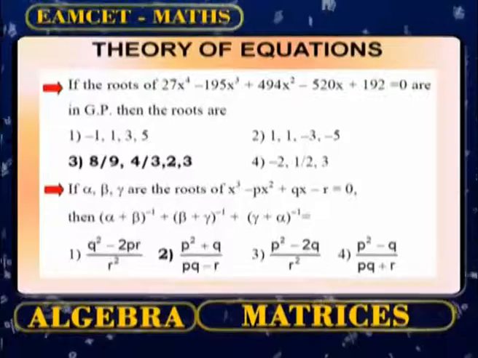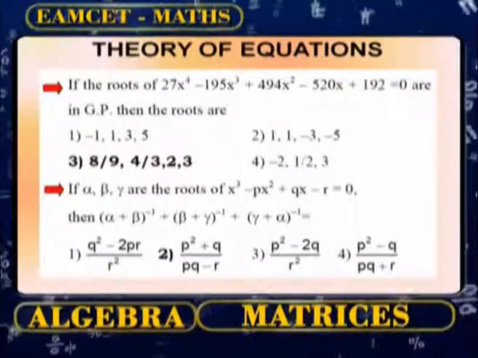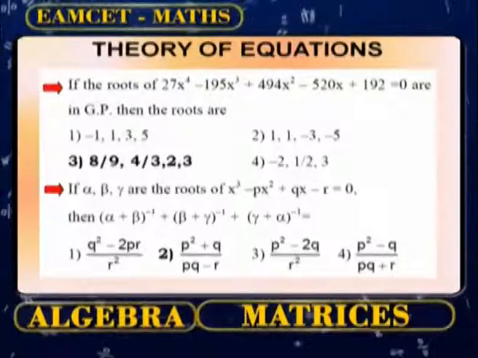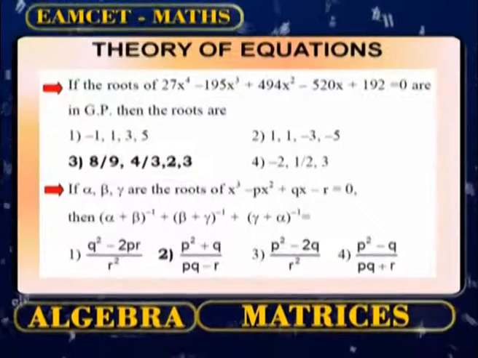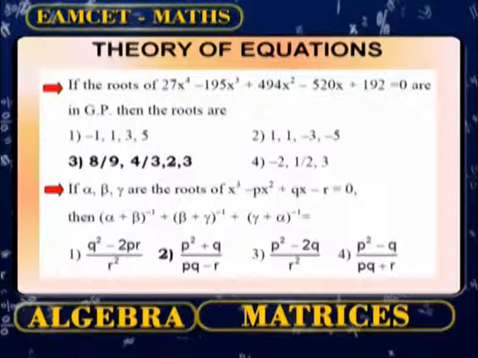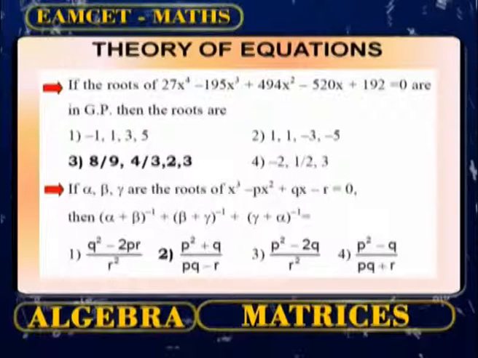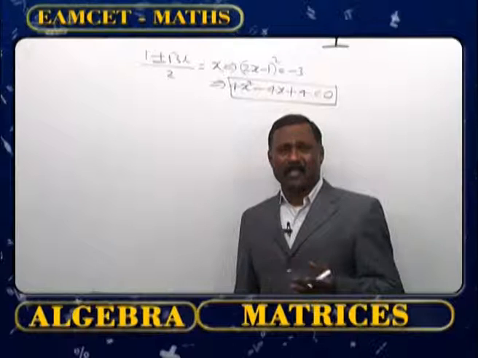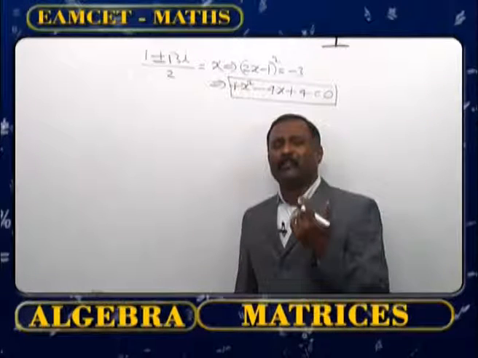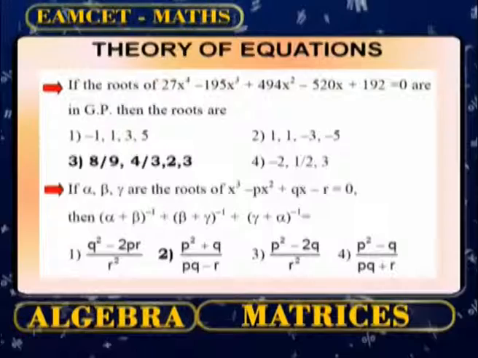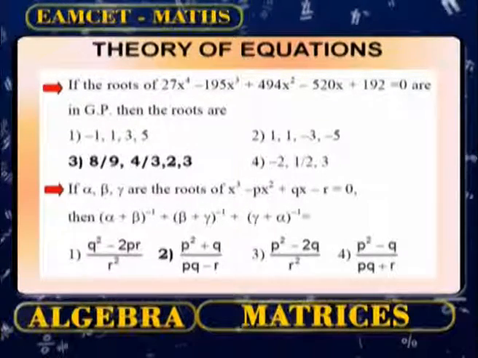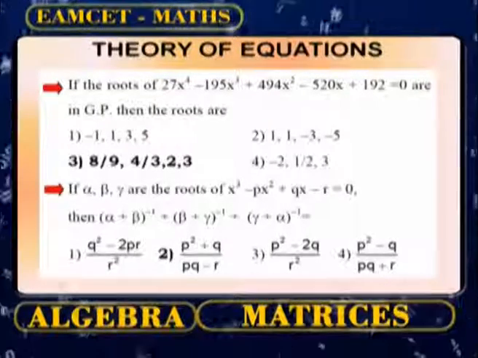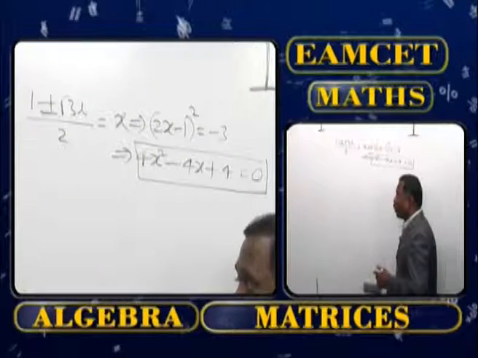If the roots of 27x power 4 minus 195x cube plus 494x square minus 520x plus 192 is equal to 0 are in GP, then what are the roots? Simple. You don't need to take more effort there. Simply verify which option is satisfying the equation. Then you can proceed with that one. But to understand the method, I am telling you how to proceed.